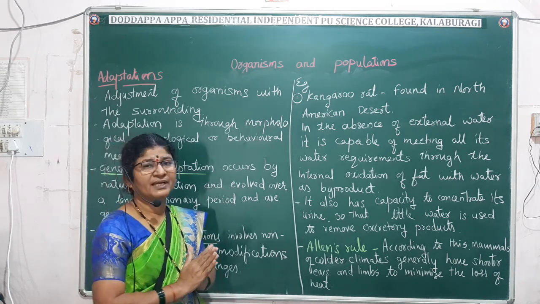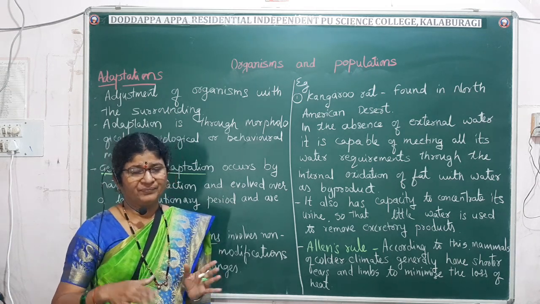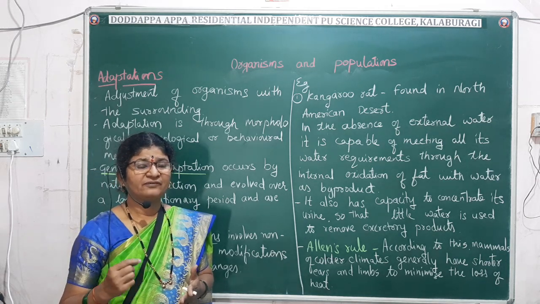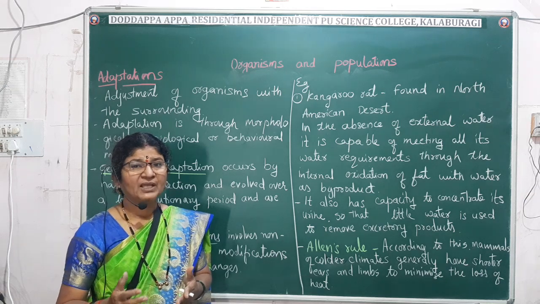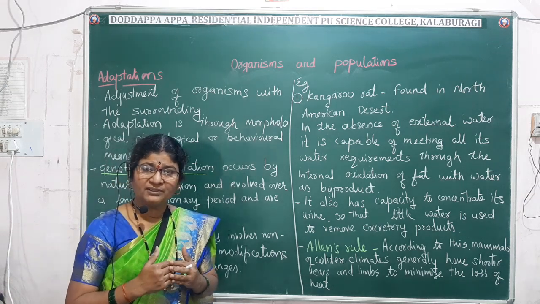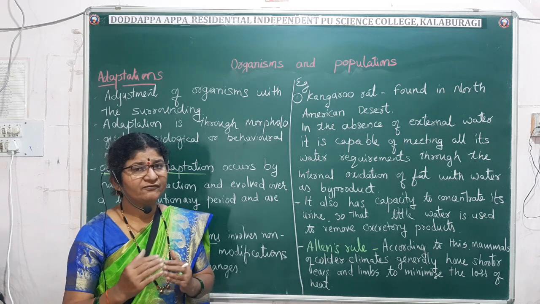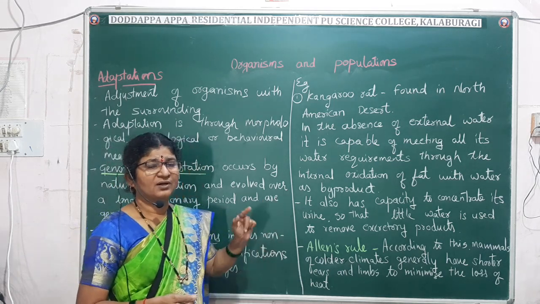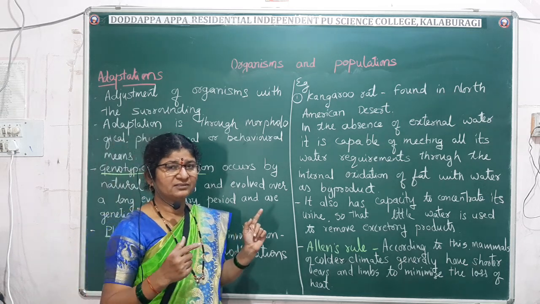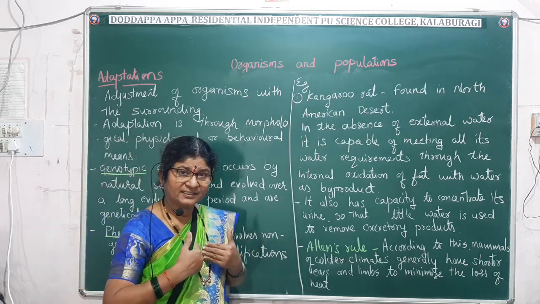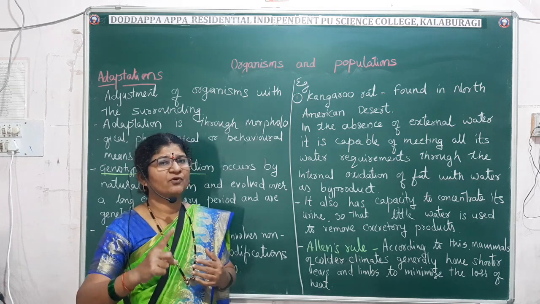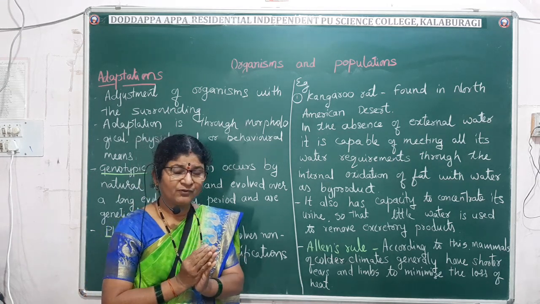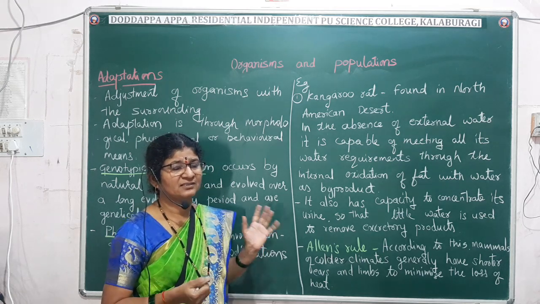So the kangaroo rat, in the absence of an external source of water, will get all its water requirement by means of a physiological process: internal fat oxidation. The oxidation of fat which occurs inside the body will produce water as a byproduct, and that water is sufficient for its survival.